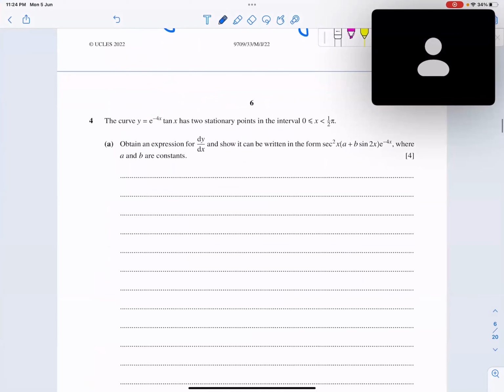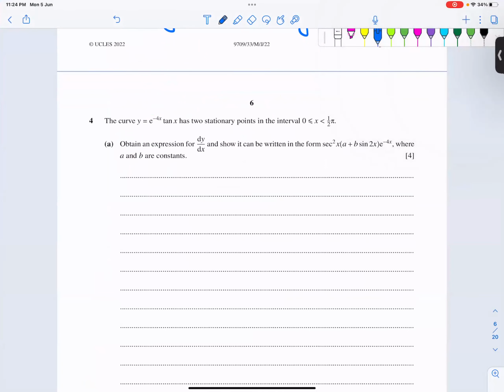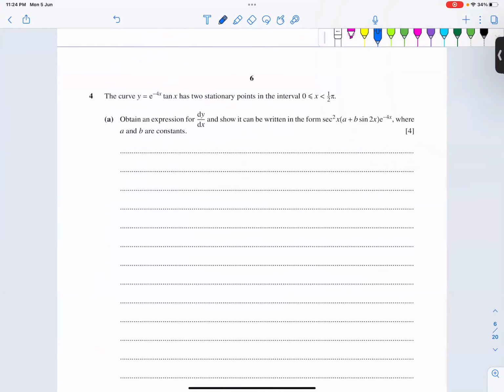Moving to question 4. Question 4 says the curve y is equal to e to the power negative 4x times tan x has two stationary points in the interval given. Obtain an expression for dy by dx and show that it can be written in the form secant square x times (a plus b sine 2x) times e to the power minus 4x, where a and b are constants.